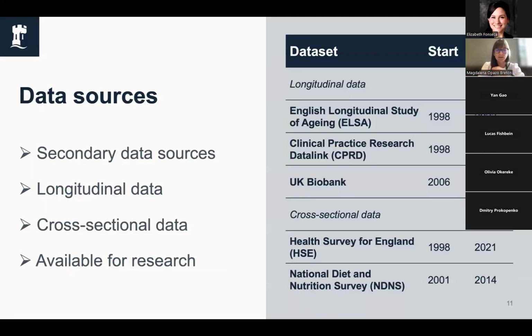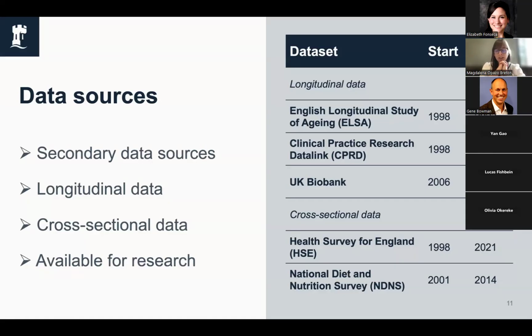And now the data sources. So I will be using only secondary data sources, some longitudinal, some cross-sectional, all data sources that are available for research in the UK. In terms of the longitudinal data sources, I will use the English Longitudinal Study of Aging, which started in 1998 and is still ongoing. Then the Clinical Practice Research Data Link, CPRD, which is electronic health records from the health system in the UK, from 6 million people followed over time, and it started in 1998 and it's of course ongoing. The UK Biobank, which started in 2006 and is still ongoing.